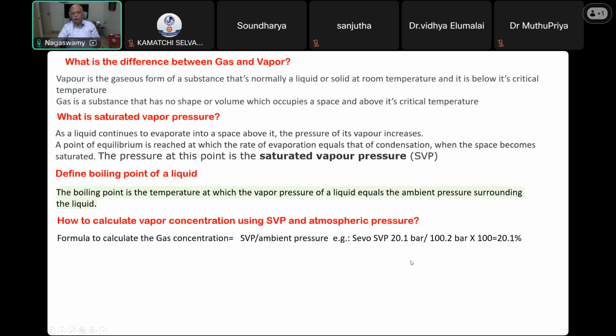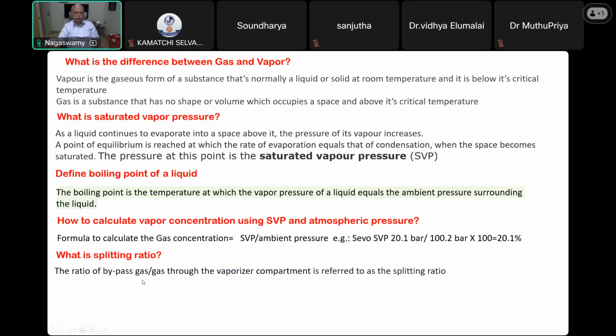Its maximum percentage is only about 2 to 3%, or 4% at most. That is why in those days we used to say an average anesthetist with average skill cannot kill a patient with ether, because of this safety margin. So this is the relationship between SVP and atmosphere. What is the splitting ratio? It is the percentage of flow which goes to the variable bypass chamber and the vaporizing chamber. The ratio of the bypass gas to the gas through the vaporizer is referred to as the splitting ratio.